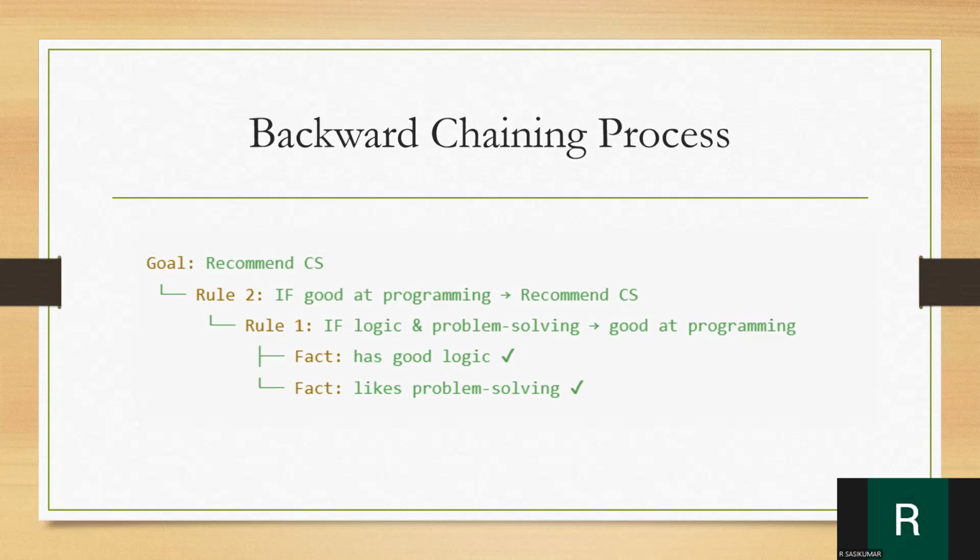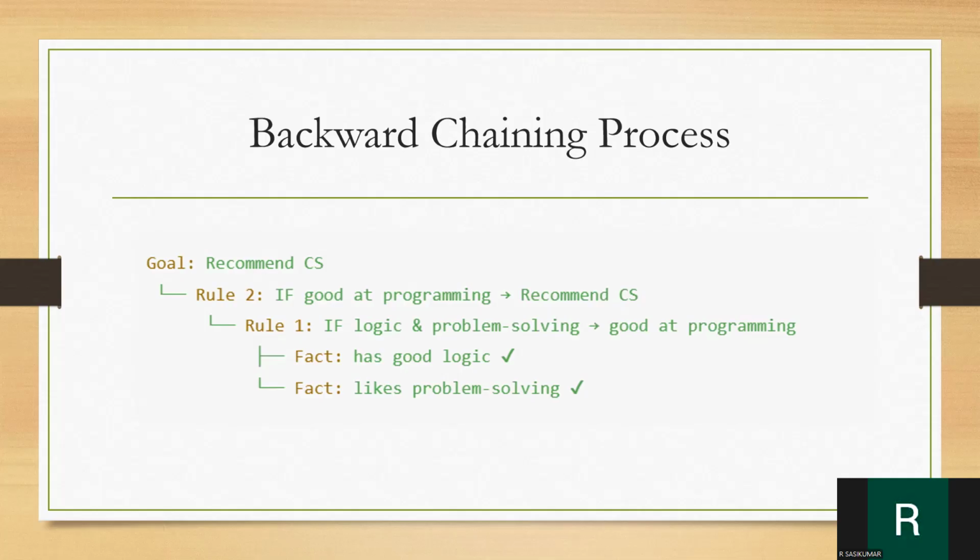What is the fact? The person has good logic and likes problem solving. So if the person is good for programming, then recommend CS. Now prove the person is good for programming. Check rule 1: if a person has good logic and likes problem solving, then good for programming. So we have to prove the premises. Does Alex have good logic? Yes, Alex has good logic. Does Alex like problem solving? Yes, Alex likes problem solving. Therefore, the person is good for programming and therefore recommend computer science.